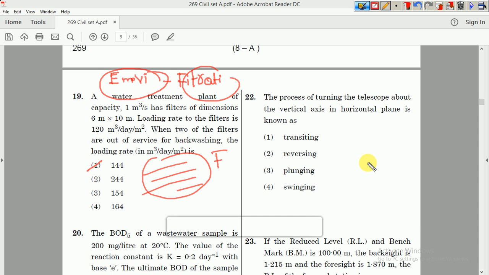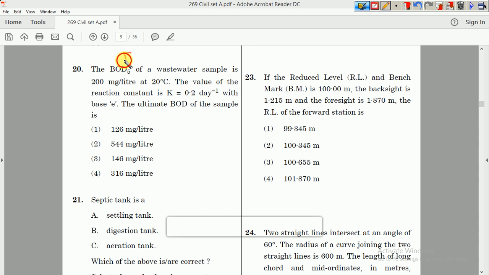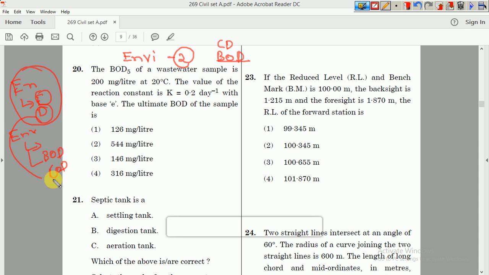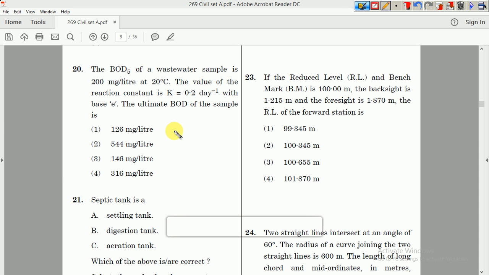The topic is filtration. Okay, this topic comes under NV2, BOD and COD. See, these are repeatedly asked questions. Okay, I'll give a hint. If you are studying NV1, normally the question will arise from filtration and disinfection. If you are coming into NV2, normally they are going to ask the question mainly from BOD and COD concepts. So be familiar with these concepts so that you can fetch more marks.